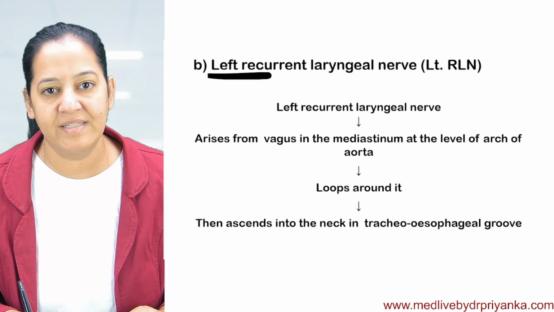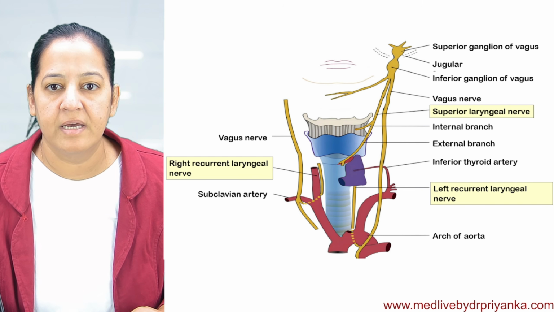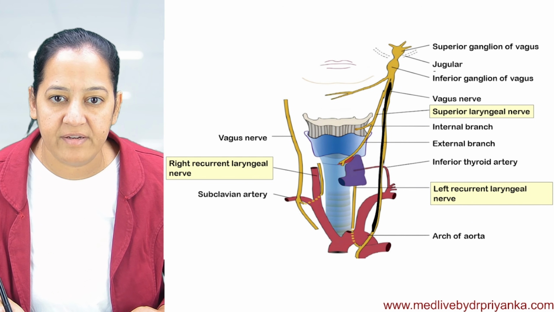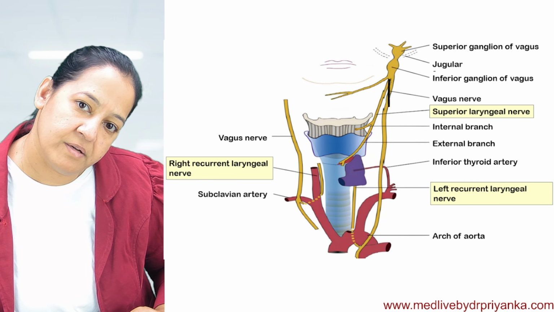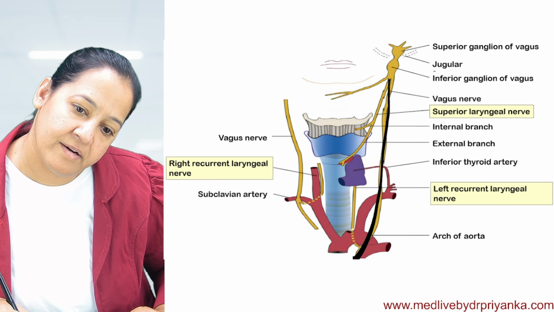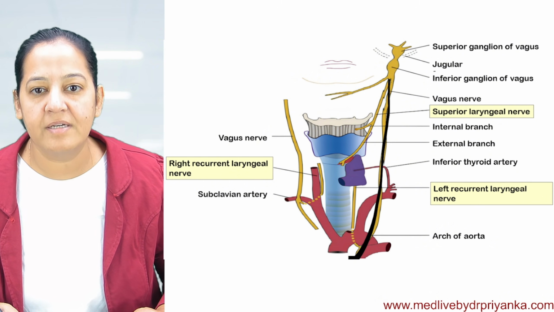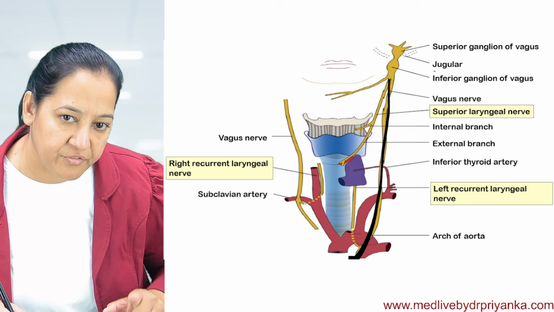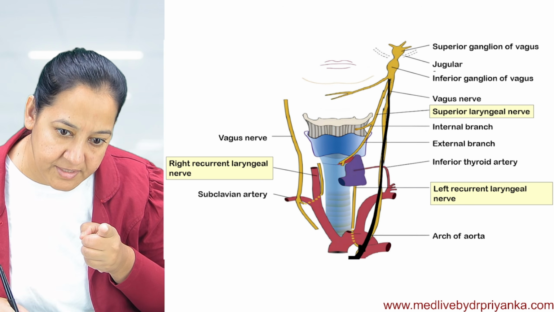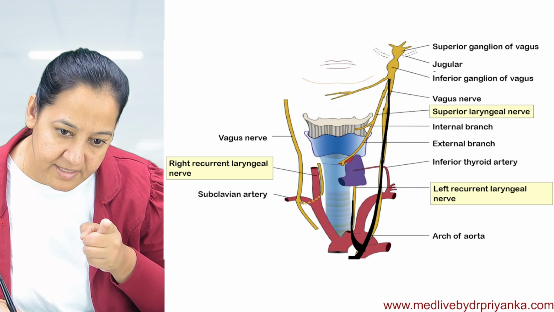Now coming to the left RLN. It arises from the left vagus. Where is the left vagus? You can appreciate this is the left vagus. I have highlighted. Start from here. This is the left vagus. From the left vagus at the arch of aorta. Can you see this is the arch of aorta? At the level of the arch of aorta, the left RLN is arising. Can you see this dotted line?